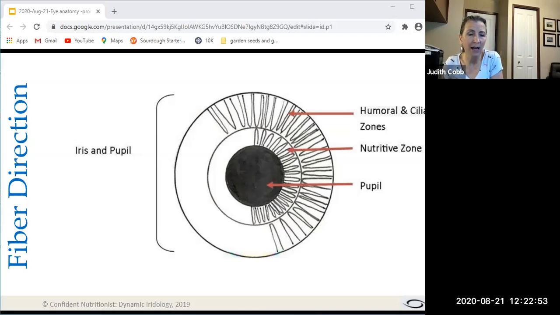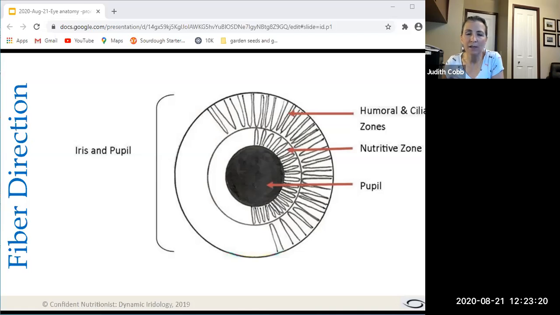That we've got to have a flow of blood through the iris itself to nourish the iris. So important. We also know that this area is the nutritive zone. This correlates to how our body deals with food. And we've got what we call the inner limbus. We've got the outer limbus. And this is all the humeral and ciliary zone.